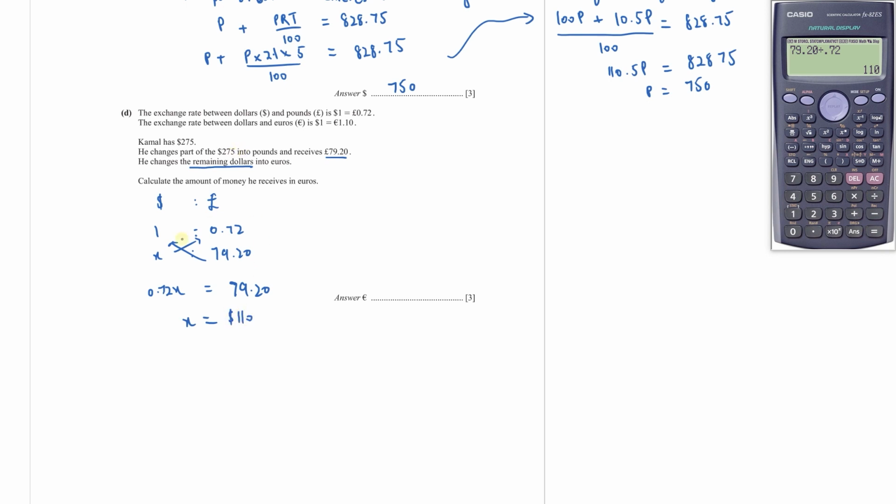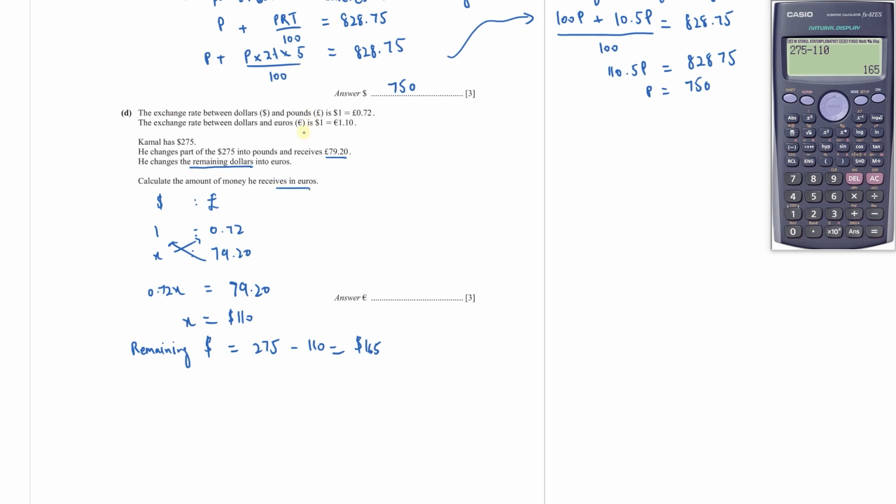So out of the 275, he used $110 to get 79.20 pounds. So remaining dollars equals 275 minus 110. So 275 minus 110, this is $165, which he then converts into euros.